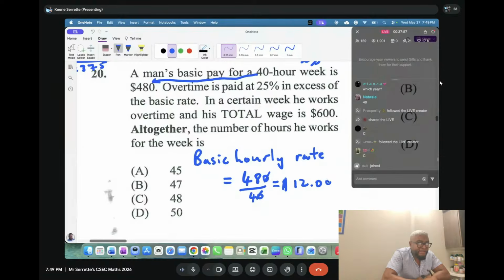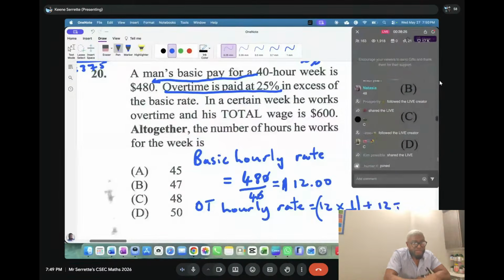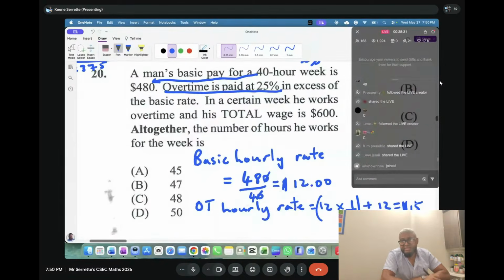$12, right? But they said overtime is paid at 25% in excess of the basic rate. So for your overtime hourly rate, that will be equal to 12 multiplied by 25% increase, which would be a quarter of this plus the 12, right? So a quarter of 12 plus 12, which will be how much? A quarter of 12 will be 3. 3 plus 12 will be $15, which is Big Dog's overtime rate.